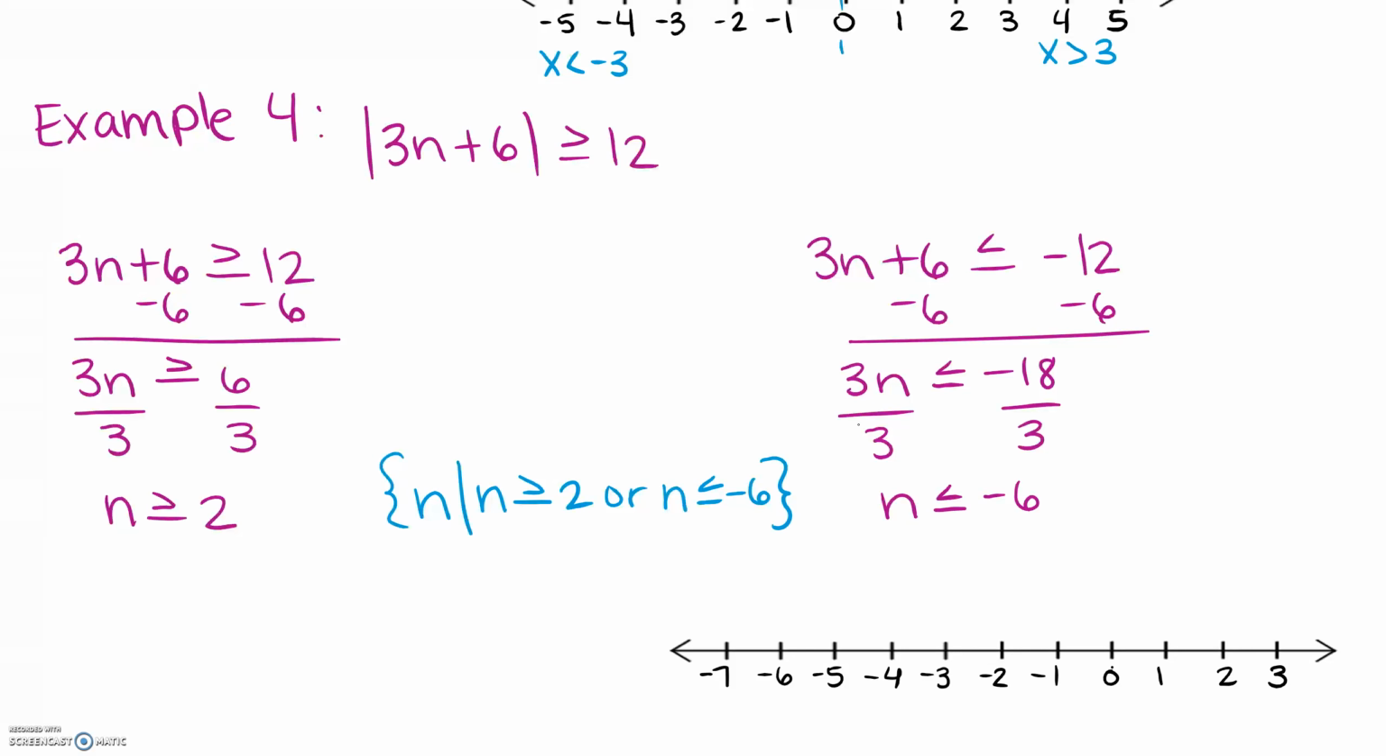Okay. So we need to put an open circle at negative 6, or a closed circle. We have less than or equal to, so we have a closed circle at negative 6, and n is less than, so it's all numbers less than negative 6. And then we have a closed circle also at 2, and n is greater than, so we have all values greater than 2. So this tells us that n cannot be any value between negative 6 and 2. But it can be larger than those, and it can include 2 and negative 6.